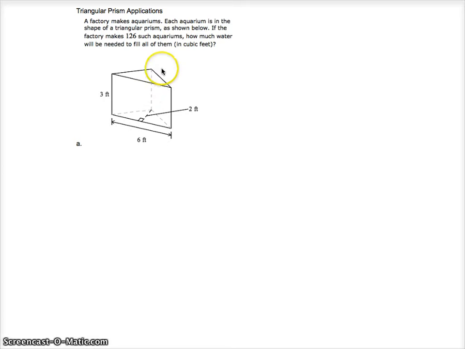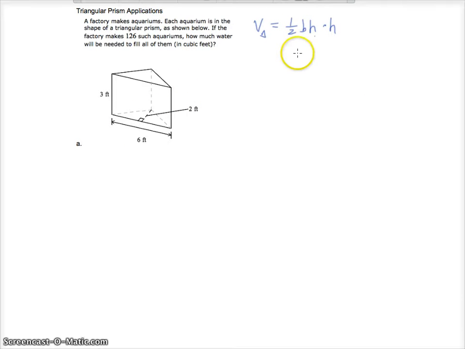So I'm going to put water into it. I'm going to make 126 of them. So that means that I'm looking for volume. Let's recall that volume for a triangular prism is 1/2 the base times the height times the height of the figure.